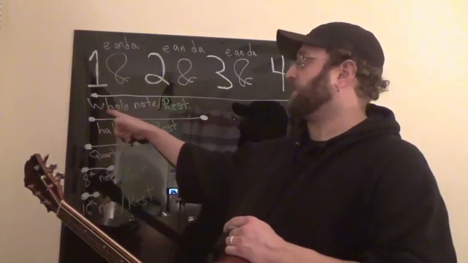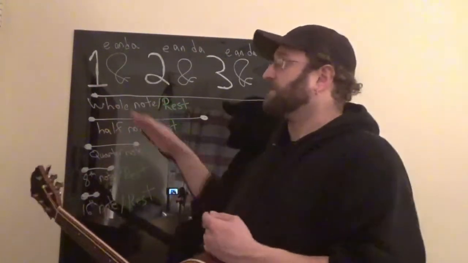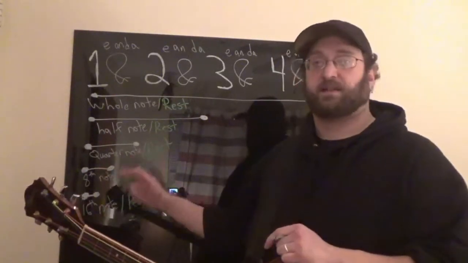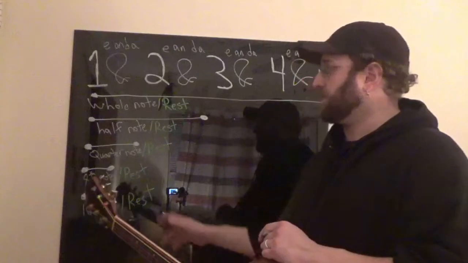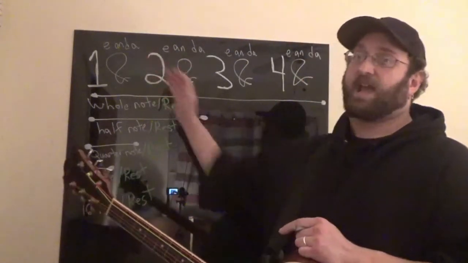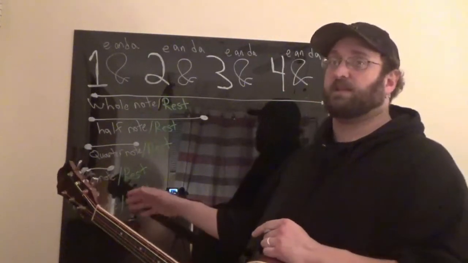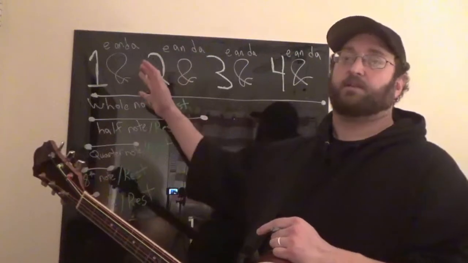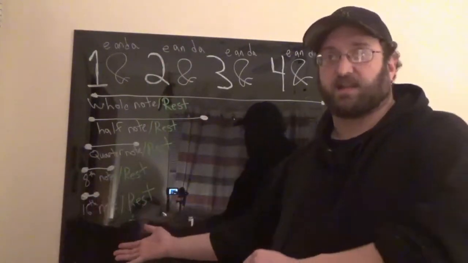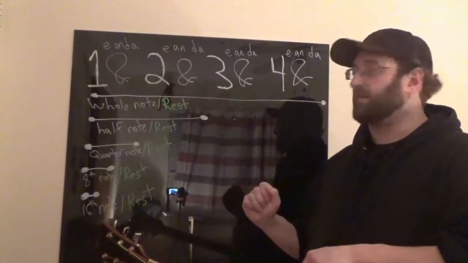They do share the same names. So whole rest would be not playing for the 4 count. Half rest, not playing for 2 counts. Quarter rest, not playing for 1 count. The 8th rest would be not playing for half of a count. And the 16th rest would be not playing for a quarter of a count. So it's the exact opposite, right? The reverse end of it. So that's what we have to use.